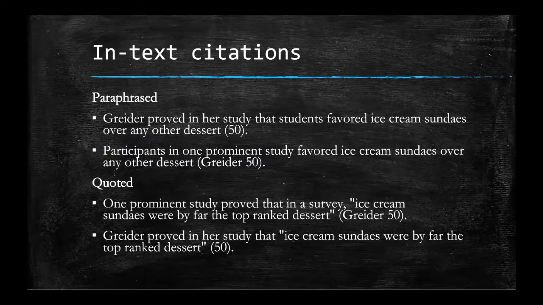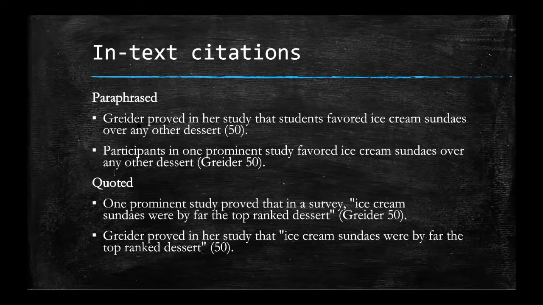Here are some examples of in-text citations that we could create from that passage from the resource on the previous slide. The top 2 examples here are examples of how we might paraphrase that passage. Just a reminder, paraphrasing is when you put the passage into your own words and use the information from the source in your paper, but you're not using any exact words from the source.